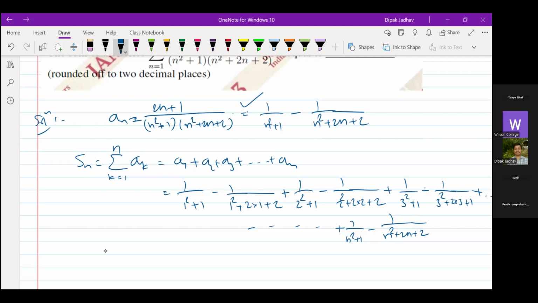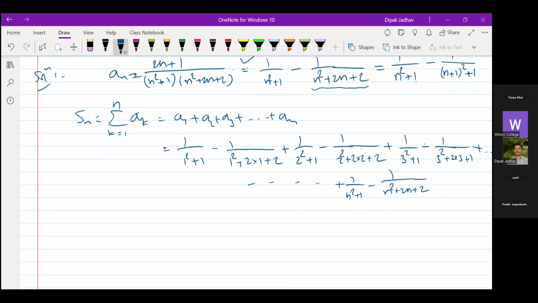Can we do something with the original expression itself? First fraction is 1 upon n square plus 1. The second fraction, you have 1 upon n square plus 2n plus 2. So this is tempting me to write it like this: n plus 1 whole square plus 1. Do you believe that n square plus 2n plus 2 will be equal to this? Yes, sir. Okay.